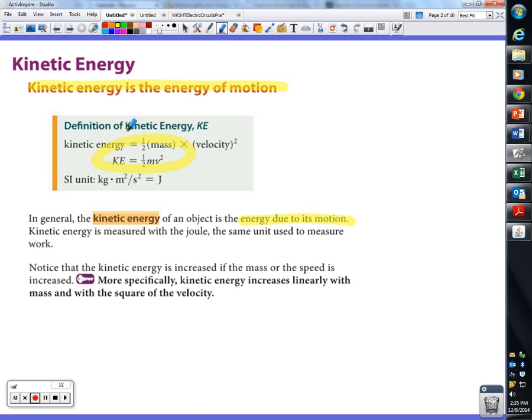There are two factors that affect the amount of kinetic energy something has: that object's mass and its velocity. And as you can see down here at the bottom, key point, kinetic energy increases linearly with the mass, but it increases with the square of the velocity. And that's reflected by the formula, right? KE equals 1/2 mv squared, where m has a direct relationship with kinetic energy, but the velocity has a quadratic relationship with kinetic energy.